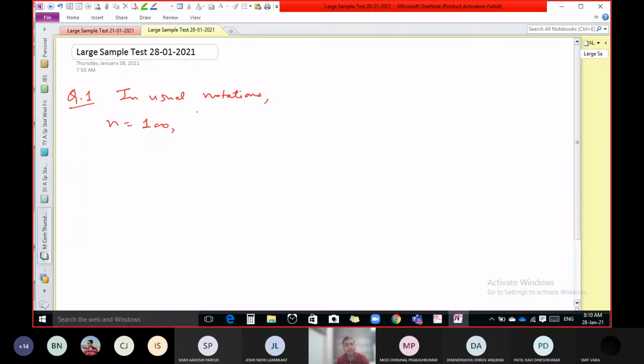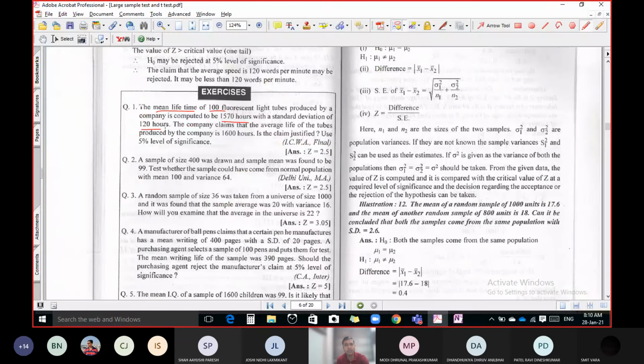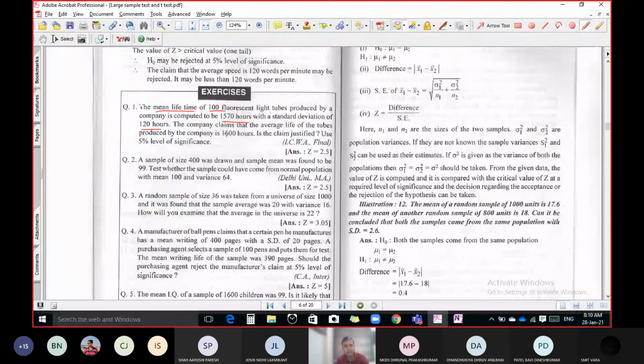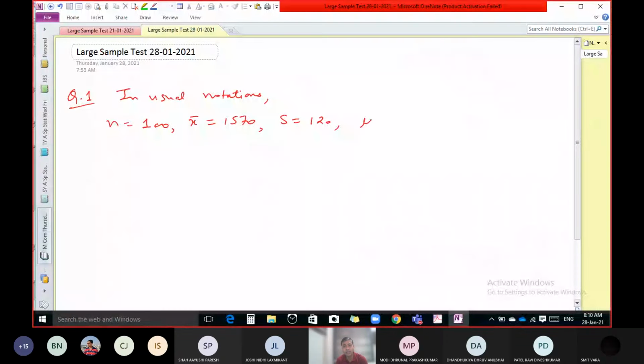Now tell me, what is the symbol of the average of a sample? X bar. Correct. So it is X bar equals 1570. And this is the standard deviation of the sample, and the symbol for the standard deviation of a sample is S, that is 120. And the claim of the company is 1600 hours. The average life is 1600 hours. That is the claim. So that is our population mean. This is the claim for all the tube lights of that particular company. So 1600 is the claim.